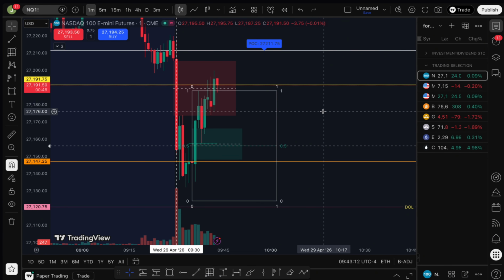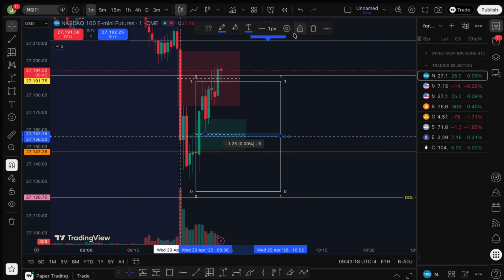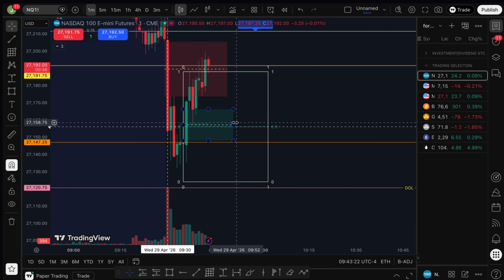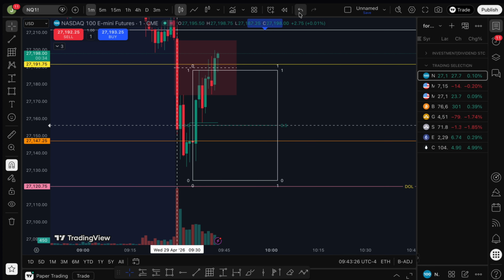All right, real quick chat. Sadly, it looks like it was literally about 1 point away from hitting equilibrium. We respected this fair value gap, but I only listen to equilibrium. Let me not take that out. I only listen to equilibrium.